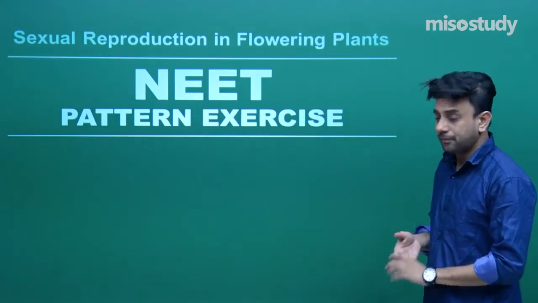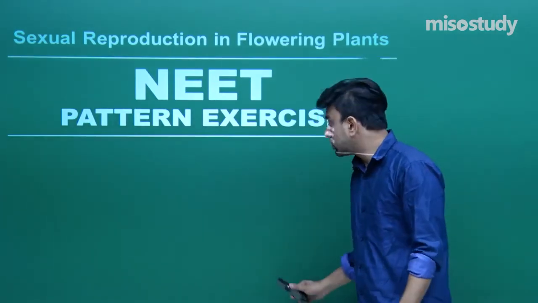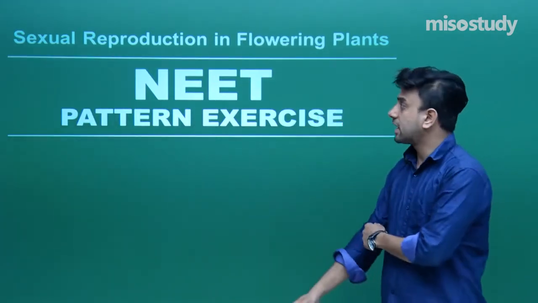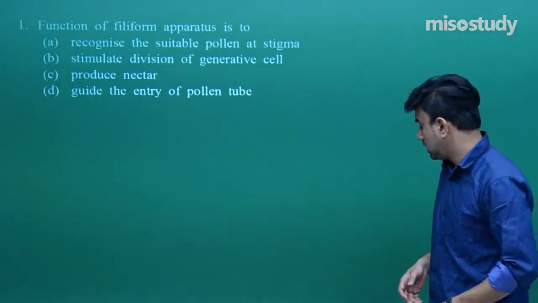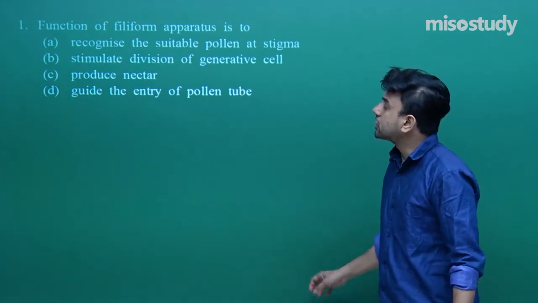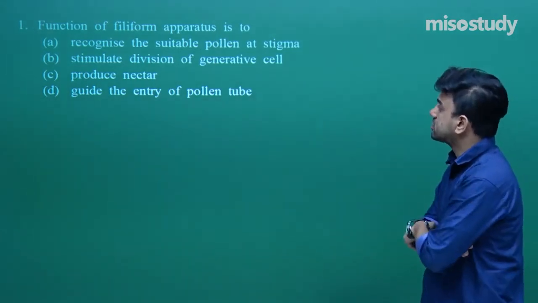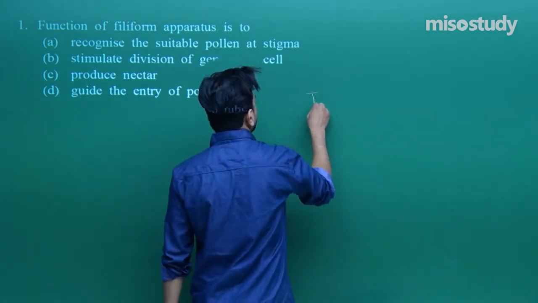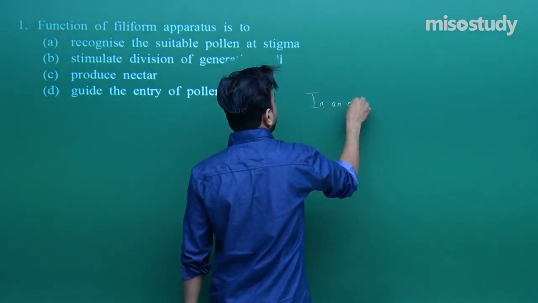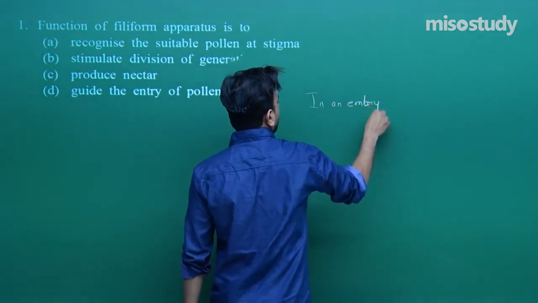So today we will be talking about the NEET pattern exercise on sexual reproduction in flowering plants. The first question: the function of the filiform apparatus is to... When we talk of the embryo sac, what will we see in an embryo sac?